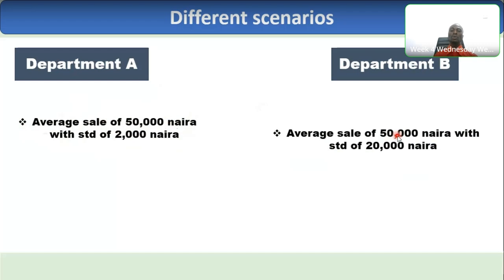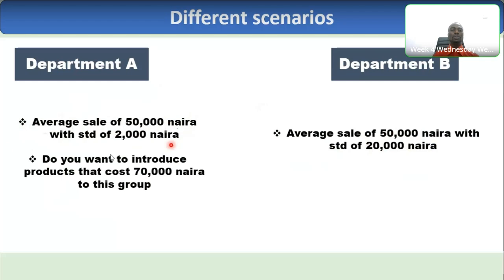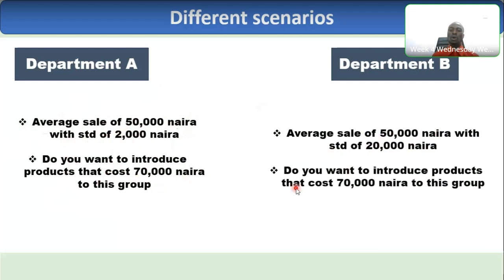But when we look at the standard deviation, trying to see the context in terms of how their buying capacity is different, how far it is from the center and far from one another, we got a standard deviation of 20,000 naira. So the two departments have the same average sale, but different standard deviation. And there comes a question. Do you want to introduce products that cost 70,000 naira or more to this group? And the same question goes to this particular department.